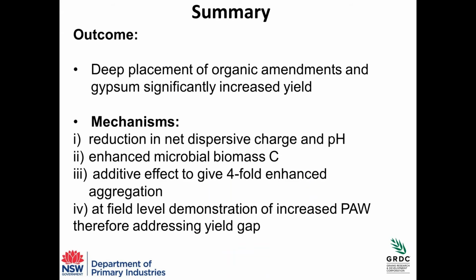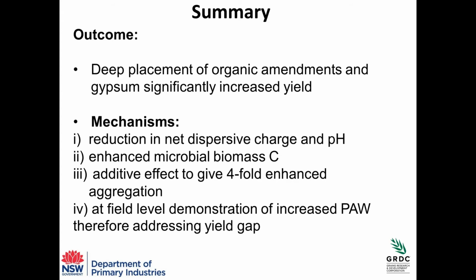So in summary, if I want to put everything together, the outcome of the work so far over 2 years is that the deep placement of some of the organic amendments with gypsum and nutrients significantly increases the yield, and the mechanisms are a reduction in net dispersive charge and pH, and the second mechanism is enhanced microbial biomass carbon, and when you have them together, it's an additive effect to give us about 4-fold enhancement in aggregation.